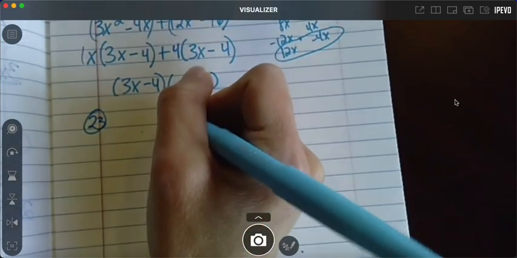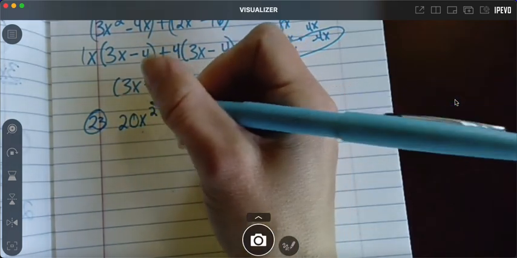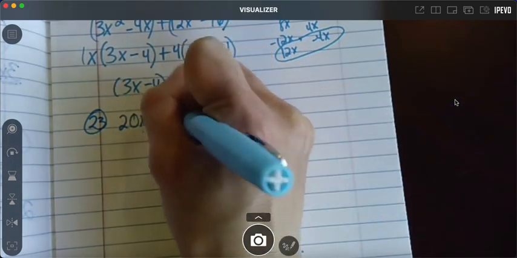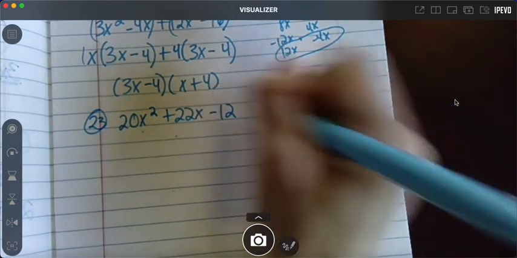Okay, 23. 20x squared plus 22x minus 12. This one's a little different, but it's another granny glasses for another review.